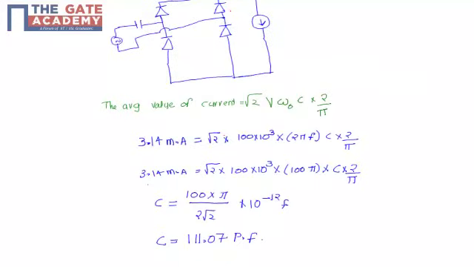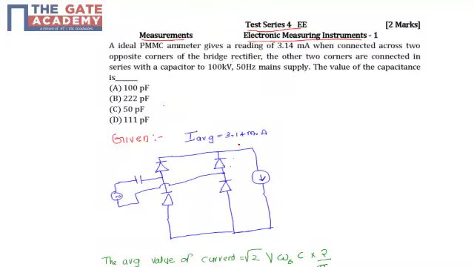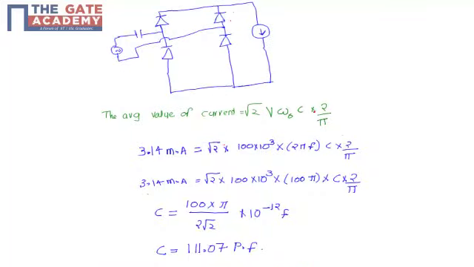So we know the value of I average, that is given as 3.14 milliampere. From the bridge rectifier, the average value of current is equal to root 2 times V omega naught C into 2 by pi, where V is the voltage, omega naught is 2 pi f, the angular frequency, and C is the capacitor, which we have to find.